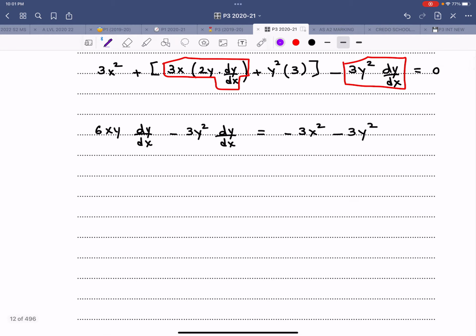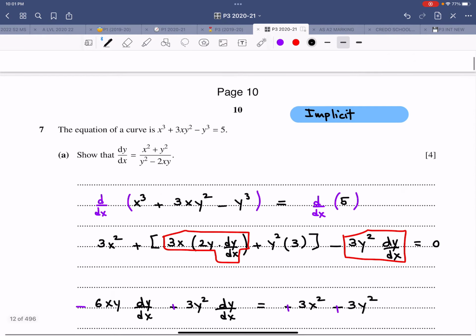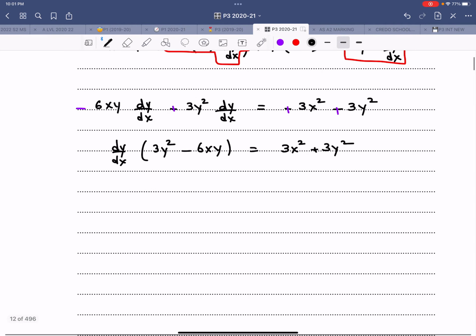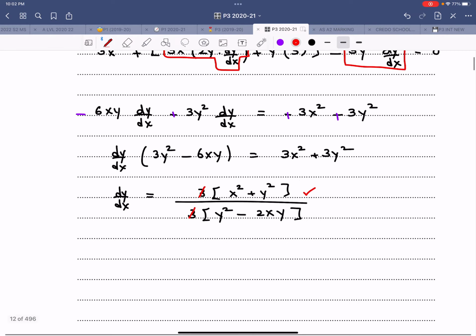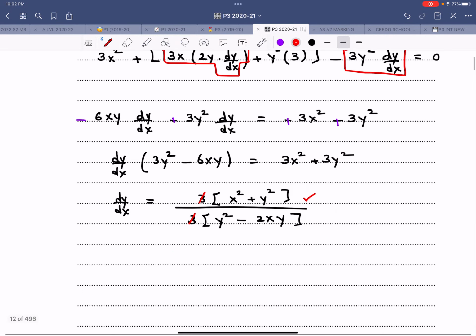Multiply by a minus sign. This becomes minus, this becomes plus, this becomes plus, this becomes plus. dy by dx times 3y square minus 6xy, that is 3x square plus 3y square. Let's double check the answer. It's very close by. dy by dx, that is 3 common, x square plus y square. Denominator 3 common, y square minus 2xy. This 3 slashes off. x square plus y square is the numerator. Perfect. y square minus 2xy, y square minus 2xy.